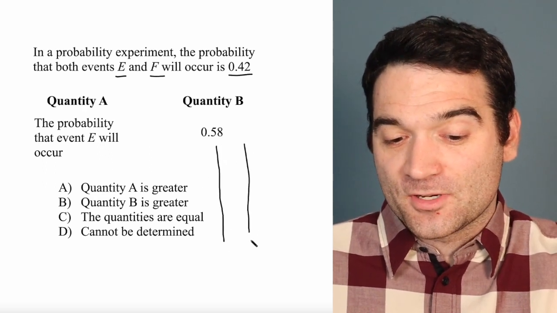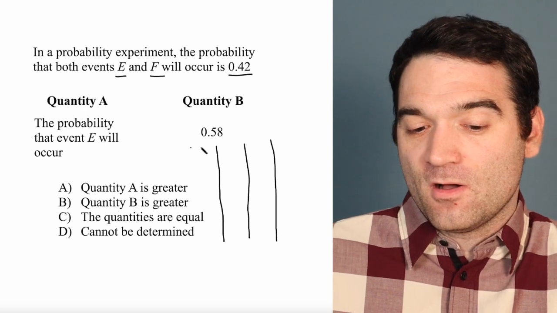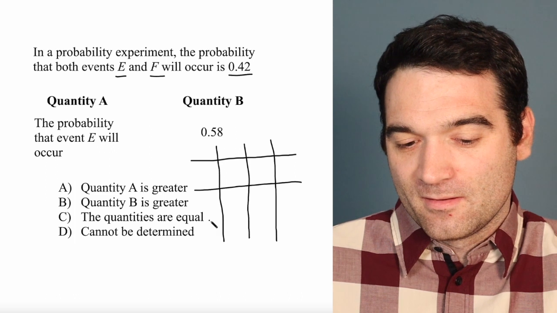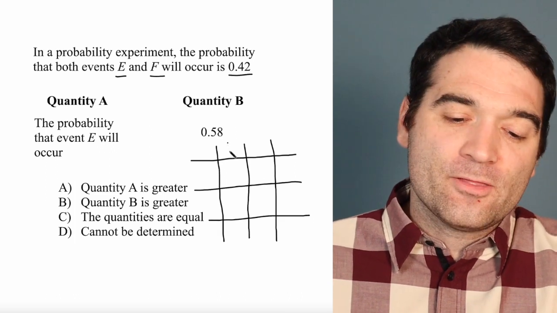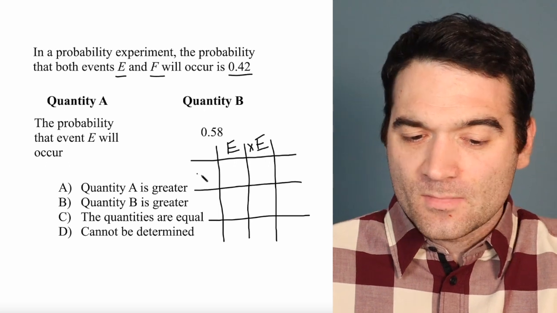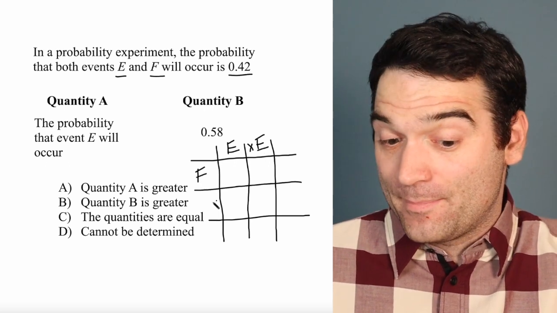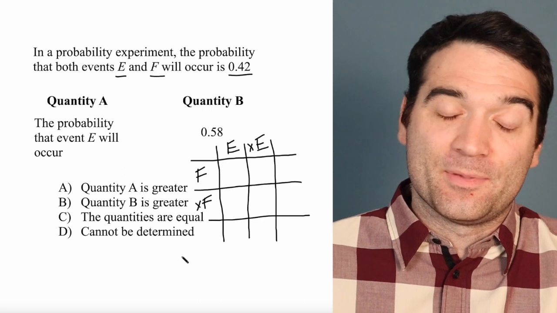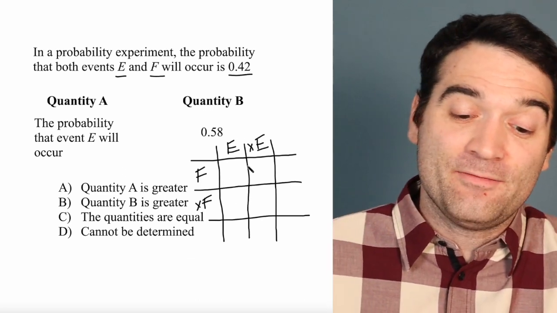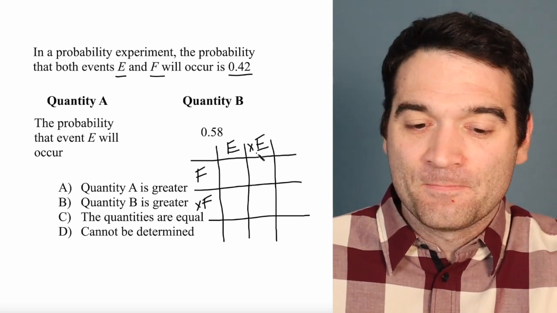So if I draw my matrix out here, I'm basically capturing all the different things that could happen. Either E happens or E doesn't happen, and either F happens or F doesn't happen. And we can have any mixture of the two, like E could happen at the same time as F, or F could happen but E doesn't.